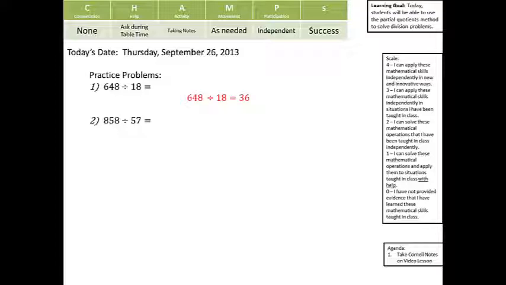Okay, so the answer to the first practice problem is 36. The answer to the second practice problem is 15 with a remainder of 3.